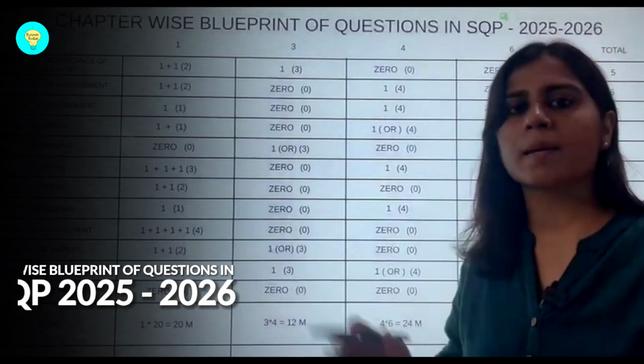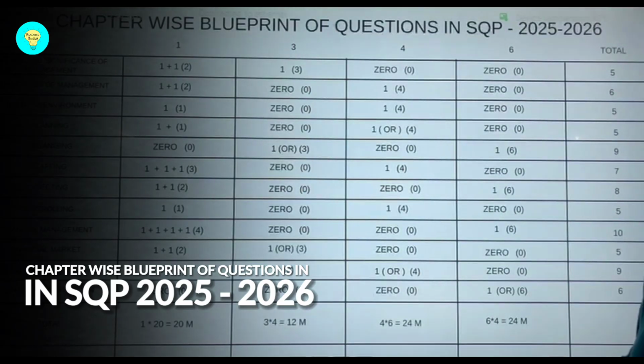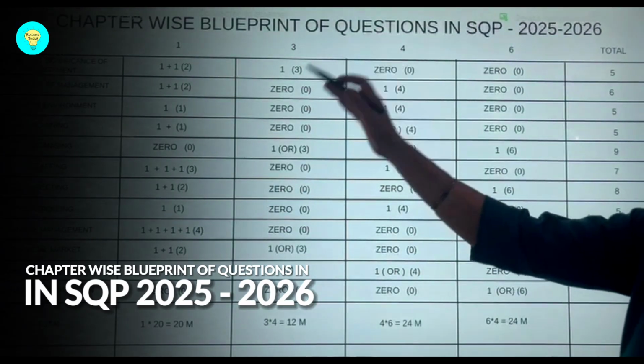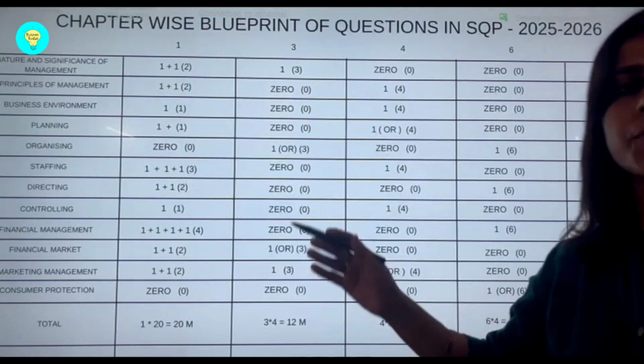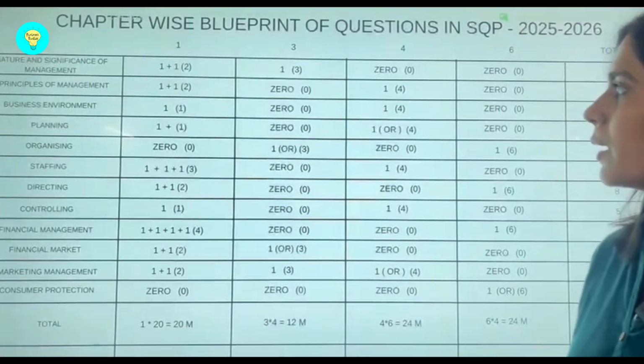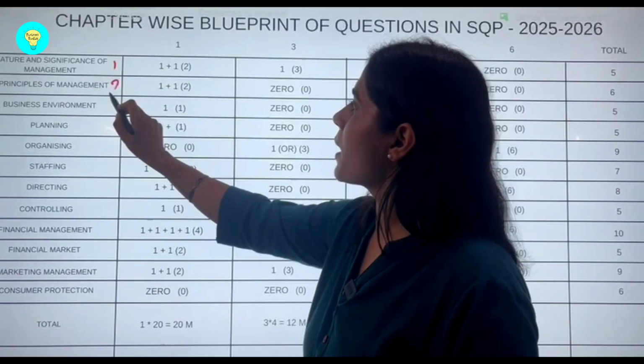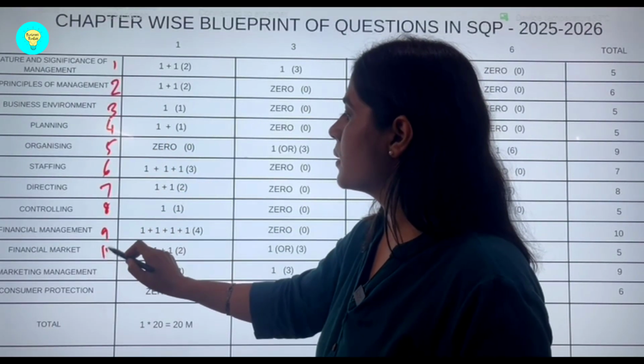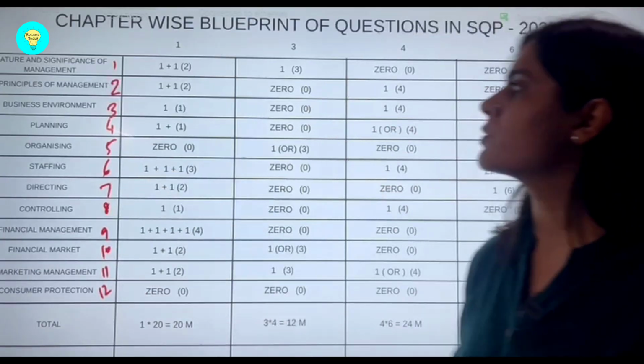Coming back to the last segment of this video, the chapter-wise blueprint of the questions, very very important. You can see, students, that CBSE has given the questions from different chapters in this particular manner as per my analysis. So these are the number of chapters: first, second, third, fourth, fifth, 6, 7, 8, 9, 10, 11 and 12. In totality, there are 12 chapters in your book.